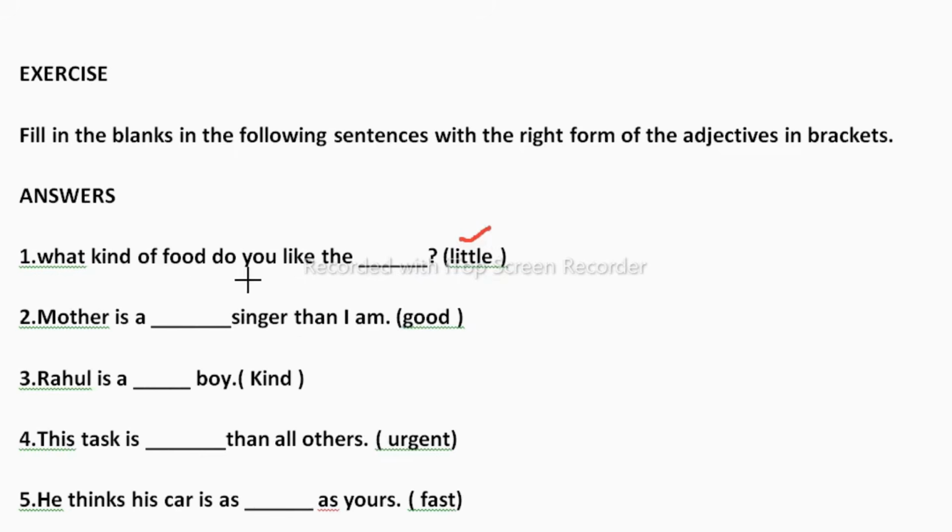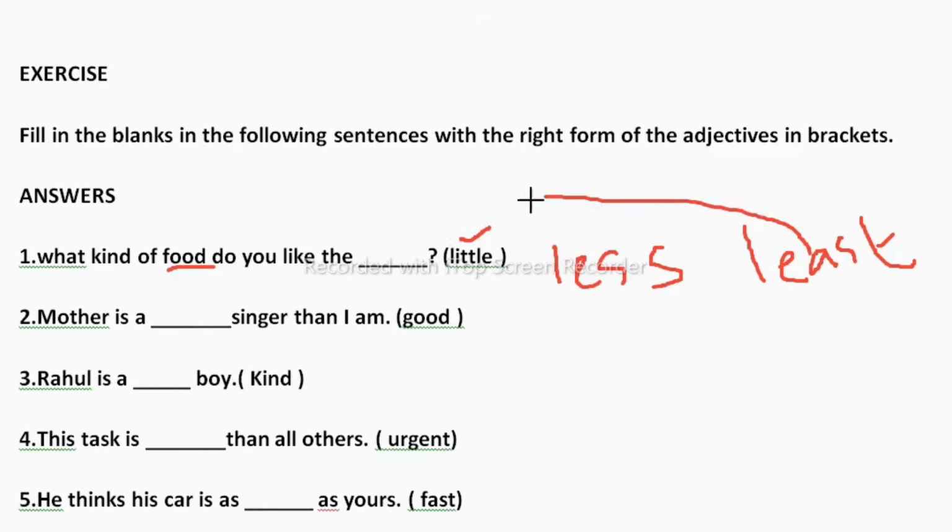What kind of food do you like the dash? So here little we cannot use, because if we are talking about one thing, that time we can use this positive degree little, but we have little, less, which is a comparative degree, and least, which is a superlative degree. So here food means we are talking about superlative degree, so we have to take the word least here. So little we cannot use here. Suitable words we have to write here by using this positive degree. So what kind of food do you like the least? So this one we have to write here, least.